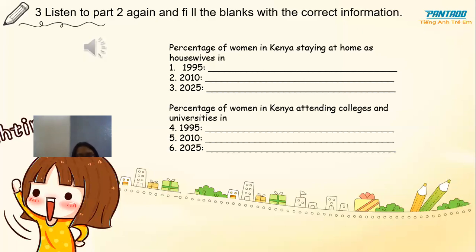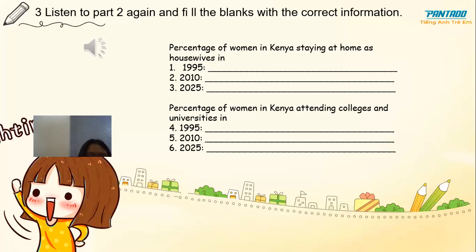Skills 2. Listening. Activity 3. Listen again to part 2 and fill the blanks with the correct information.